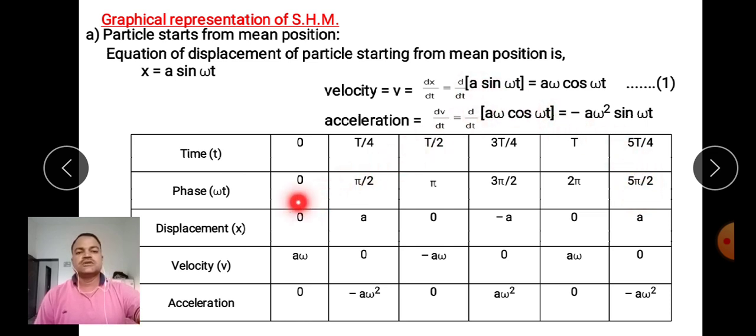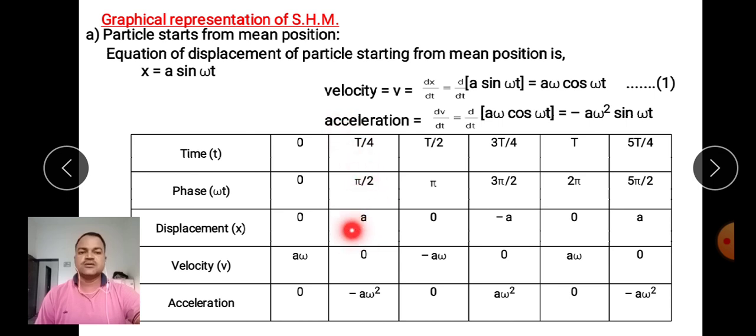First we see the equation of displacement. Put omega t is equal to 0 in this equation. x is equal to a sin 0, sin 0 is 0, so displacement remains 0. In the next step, put omega t is equal to pi by 2. So the equation is x is equal to a sin pi by 2. Sin pi by 2 is plus 1, plus 1 into a is plus a.